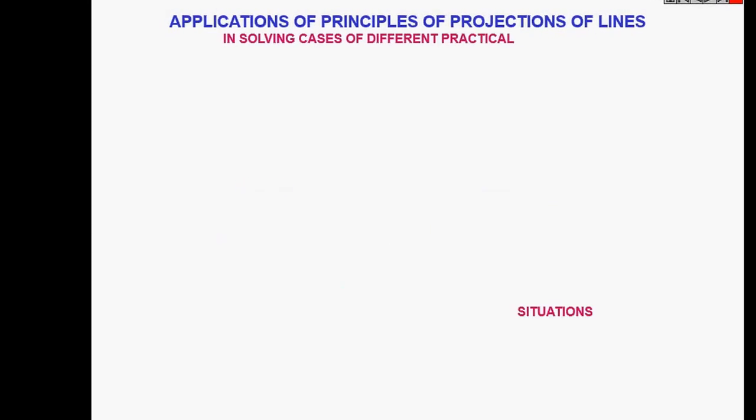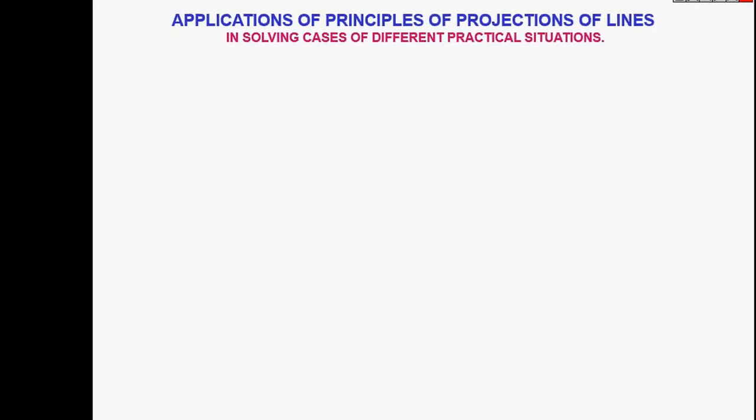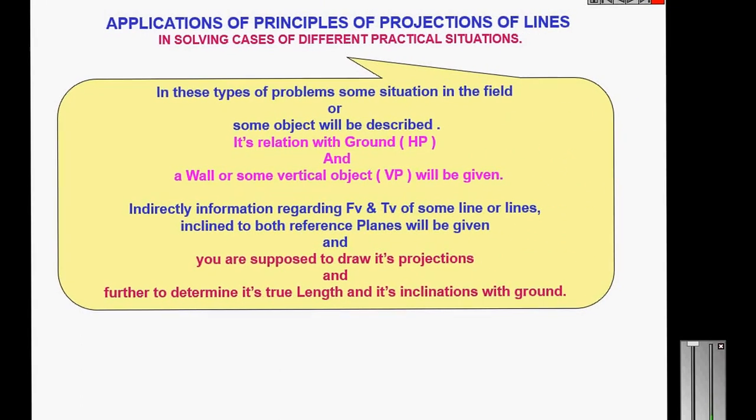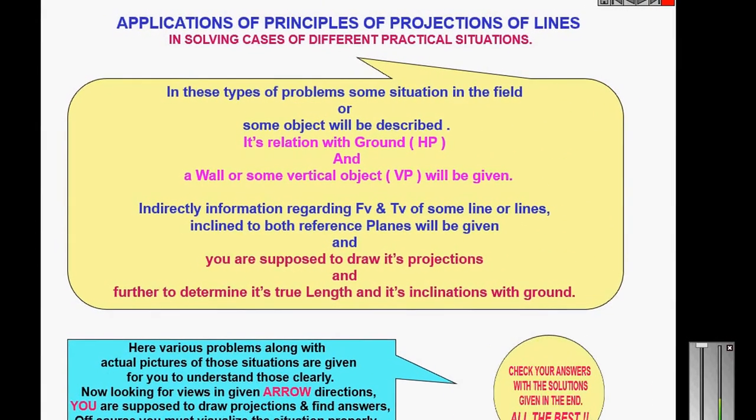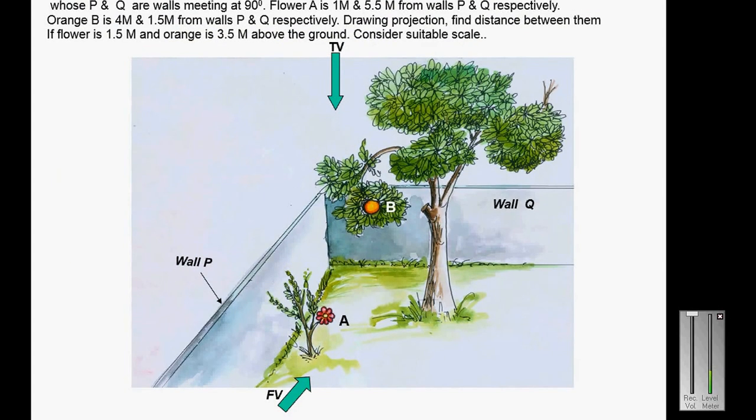And the applications of principles of projections of lines. So different cases will be there, application problems. One application is that two objects, A is a flower and B is an orange, are within a rectangular compound wall.